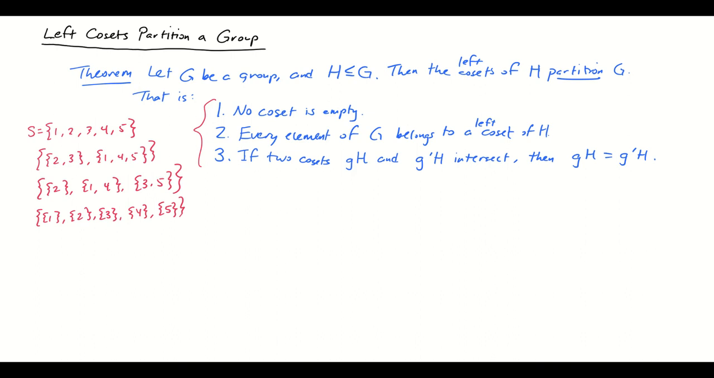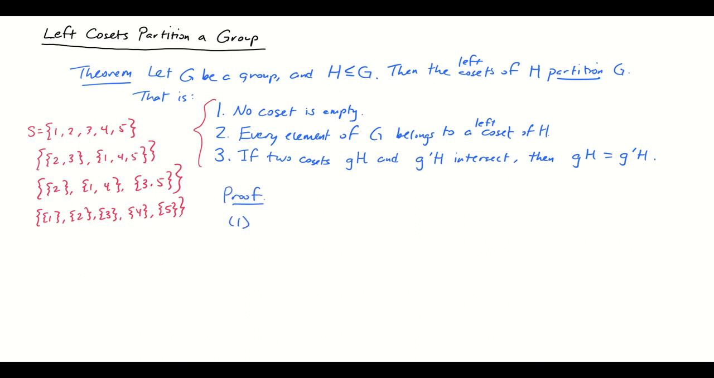And the most practical way to show that a collection of subsets is a partition is, first of all, show that no subset is empty. So that's the first thing we'll do. And then show that every element of the set belongs to one of the subsets. And then show that if any two of the subsets do intersect, they have to be exactly the same. In other words, if two subsets are different, then they're completely disjoint. So that's what we're going to do with cosets now. So here's the proof.